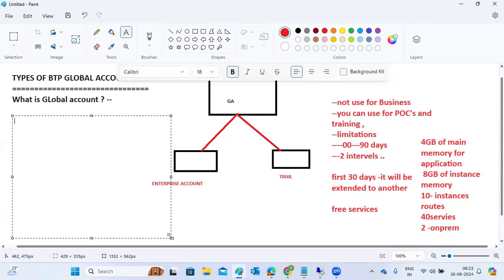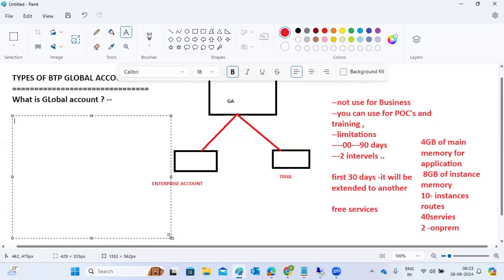Here we need to purchase everything: the entitlements, resources, services, everything we have to purchase here. So this is the account we have to use for business purposes. In the enterprise account, you will get the free services as well as the chargeable services.